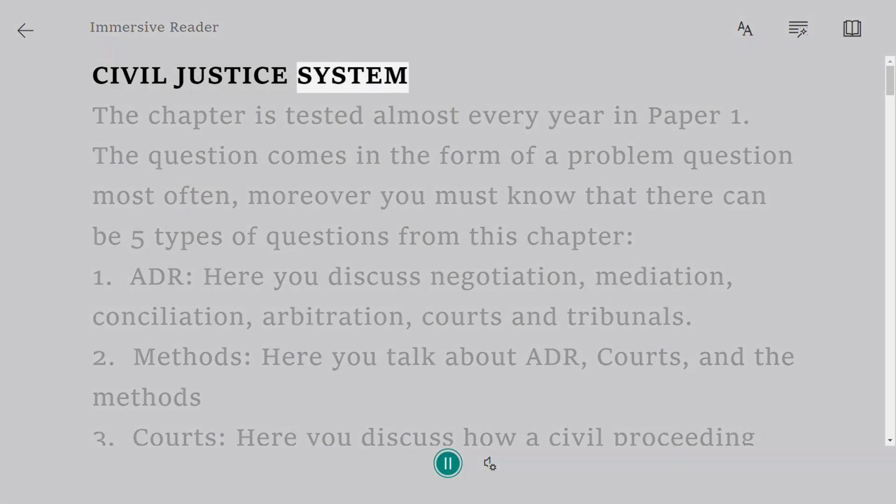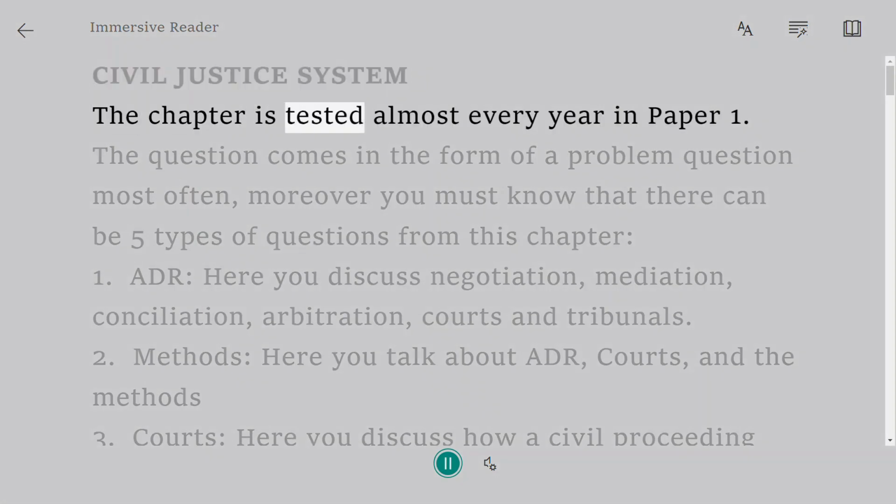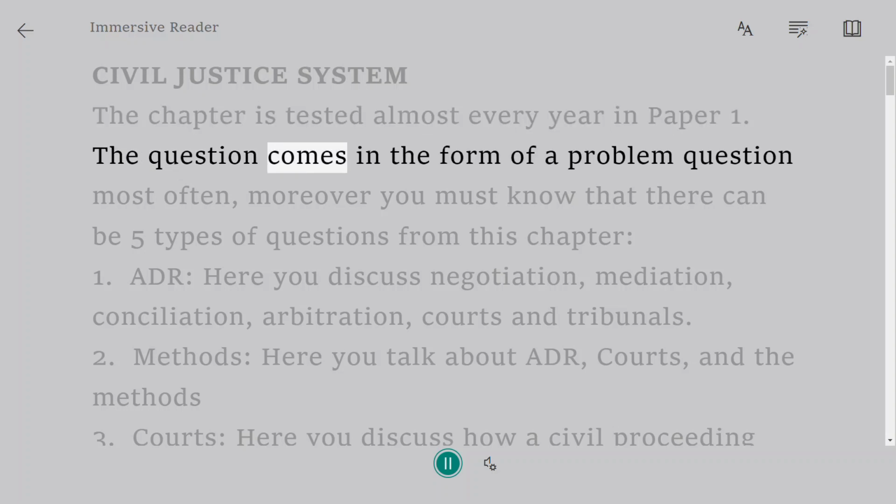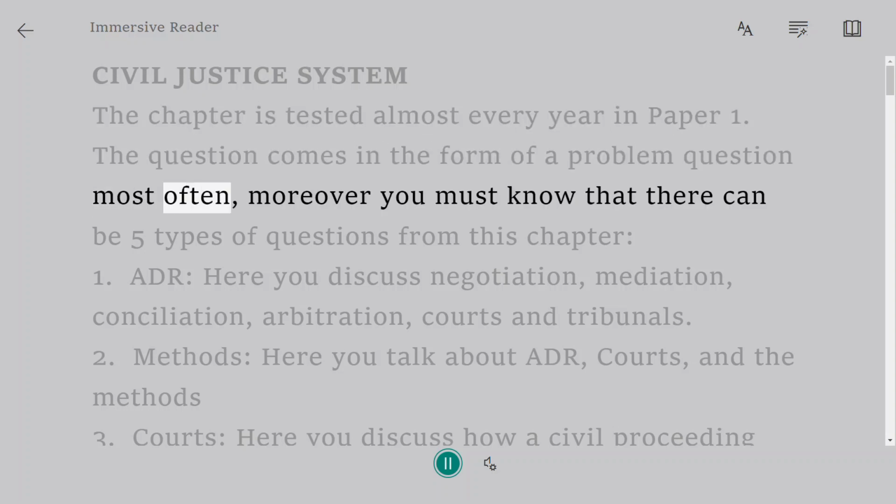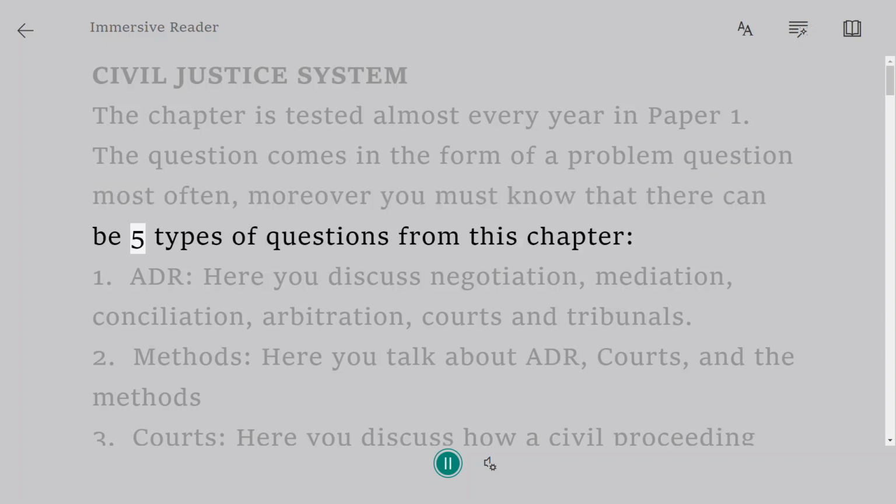Civil justice system. The chapter is tested almost every year in Paper 1. The question comes in the form of a problem question most often. Moreover, you must know that there can be 5 types of questions from this chapter.